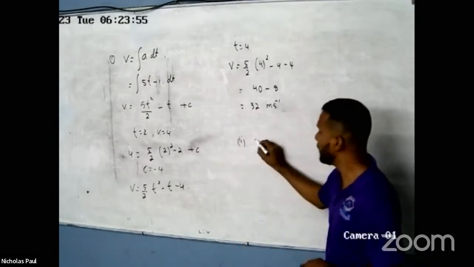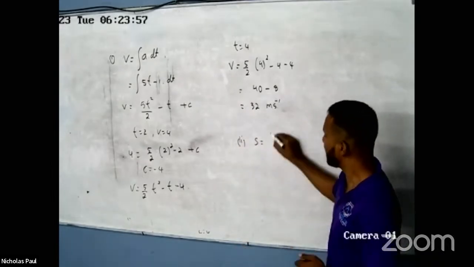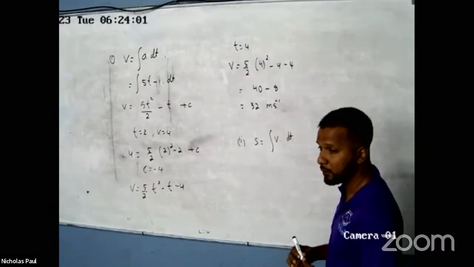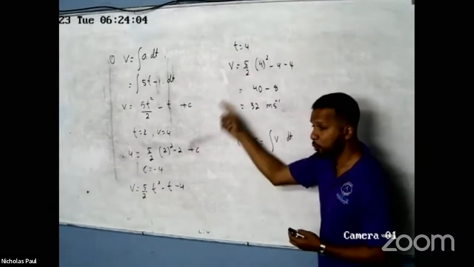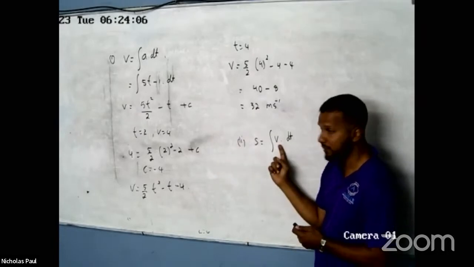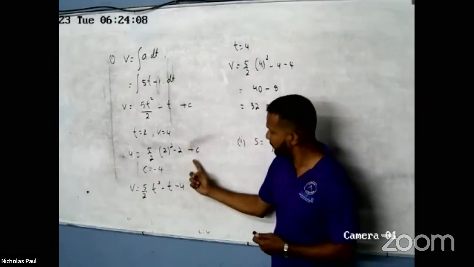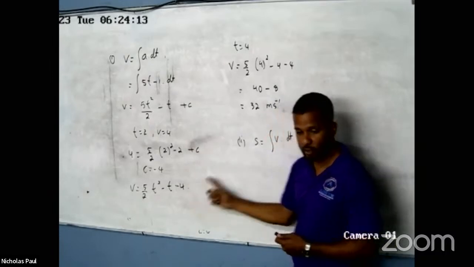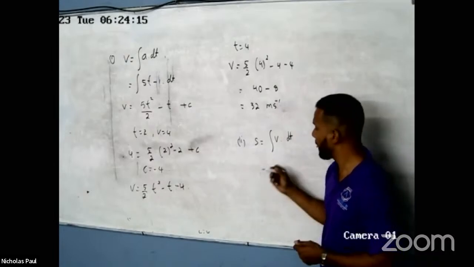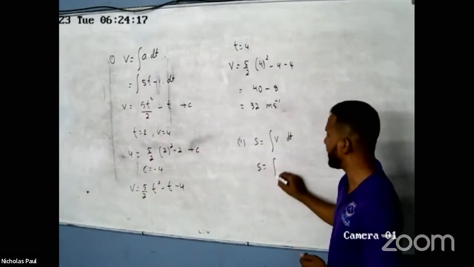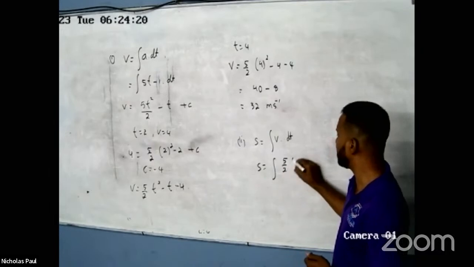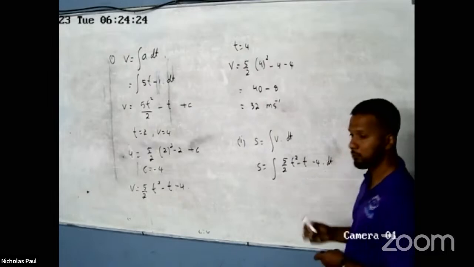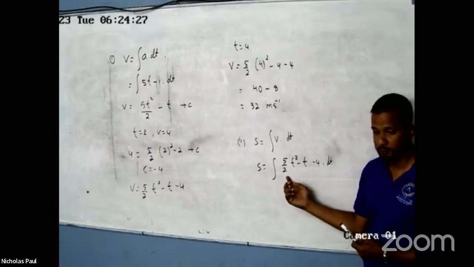Part 2, they want the displacement. That's the integral of the velocity with respect to time. Once you do it properly like this, you can see what v is. You see that v is right here, so you know what to integrate. So s is equal to the integral of 512 t squared minus t minus 4. Now integrate this.